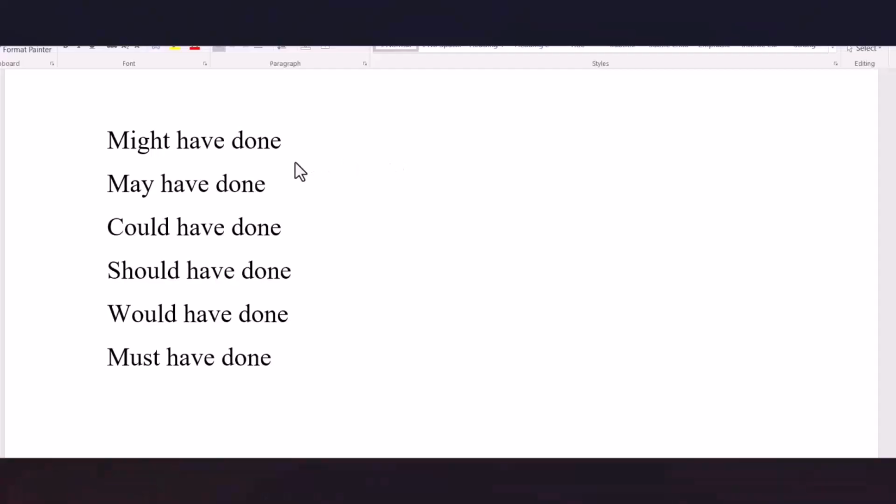As for the entire list of past modals, besides might have done, we have may have done, could have done, should have done, would have done, and must have done. They talk about something in the past in an unknown time, but relevant to the present. They become negative, and regarding their negativity, we have might not have done, may not have done, and so on. Could not have done, should not have done, would not have done, and must not have done.